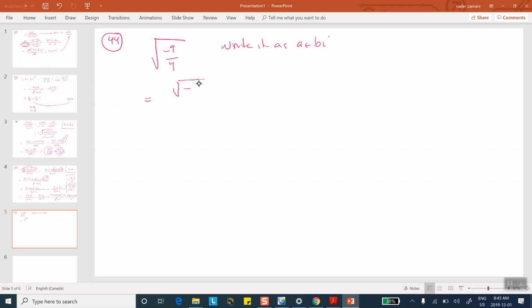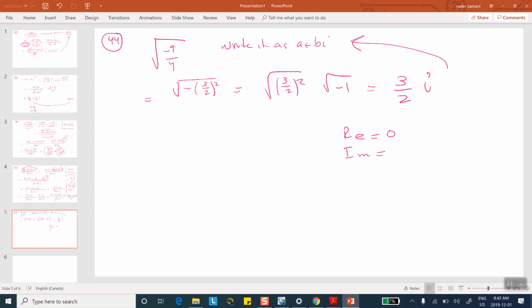A minus 3 over 2 squared, right? Isn't that the same thing? It is the same thing. So it's going to be root of 3 over 2 squared times root of minus 1. And this is 3 over 2 times i. So we did write it like that. Of course, the real part of it is 0, and the imaginary part of it is 3 over 2. But just compare. This looks like that, where a is 0 and b is 3 over 2.